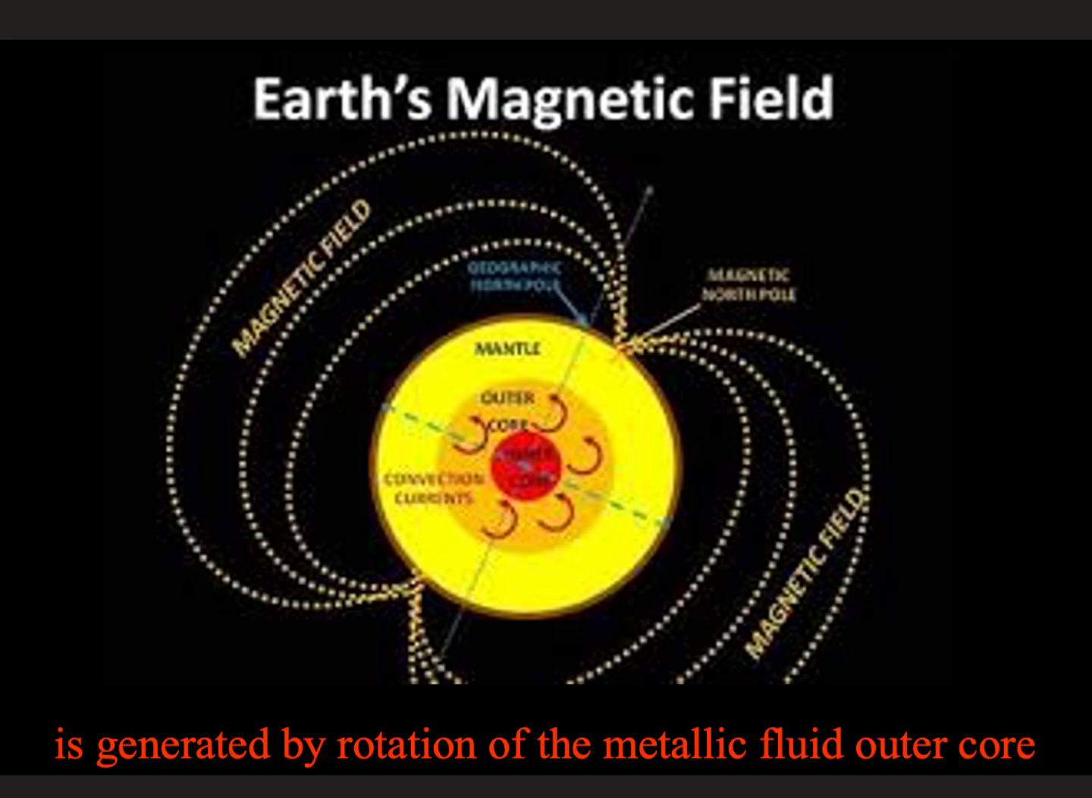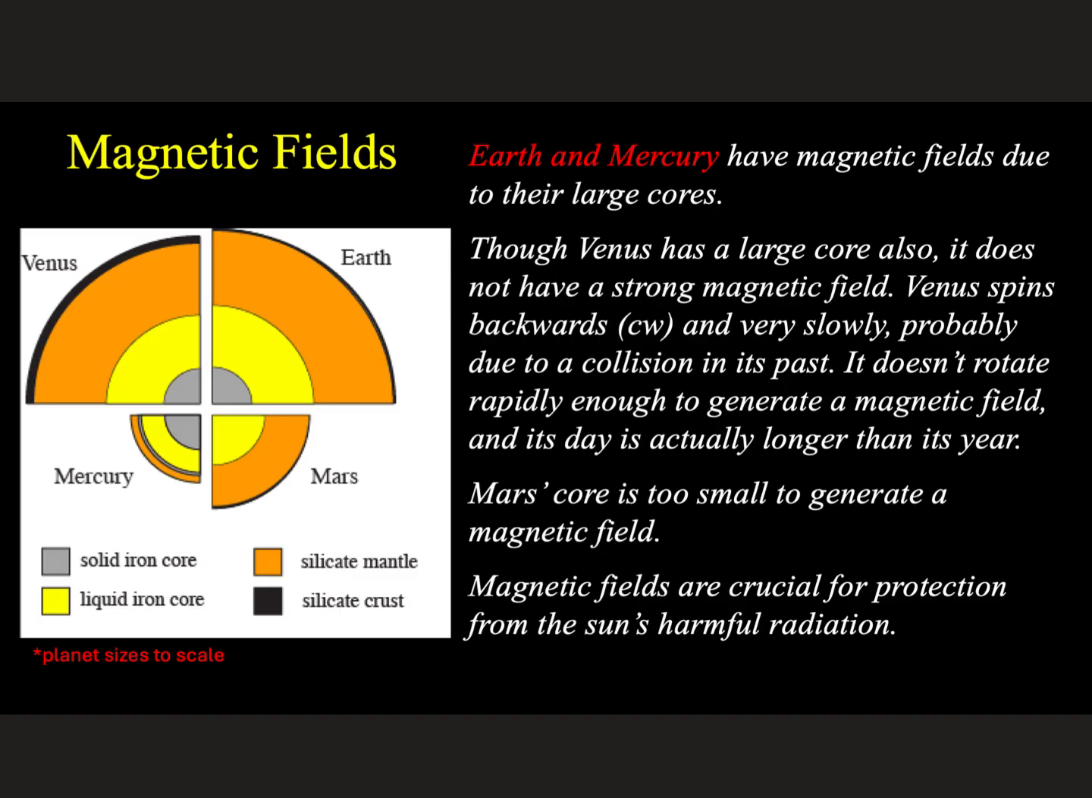As Earth spins, the liquid part of the outer core also rotates. This generates a magnetic field that surrounds Earth. This magnetic field is really important to life on Earth as the magnetic field protects us from harmful radiation from the sun. Not all planets have this protective field. Mercury has a weak field due to its large core. Venus doesn't spin rapidly enough to generate a magnetic field.